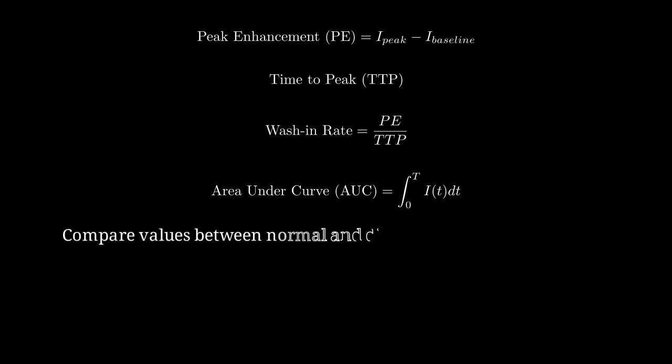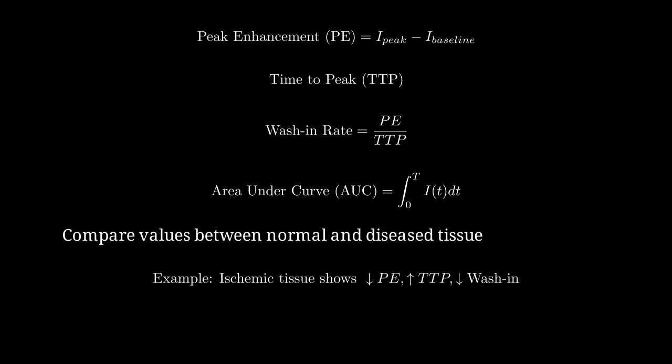By comparing these parameters between normal and diseased tissue regions, we detect perfusion abnormalities. For example, ischemic tissue shows decreased peak enhancement, increased time to peak, and decreased wash-in rate. Super-resolution imaging provides quantitative metrics of vascular density and tortuosity.